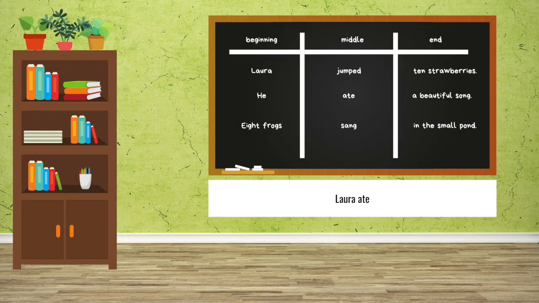Next, we'll move to the middle column. In the middle column, I have 3 words. First, jumped. Next, ate. And last, sang. For my sentence, I picked ate. So far, my sentence says, Laura ate.